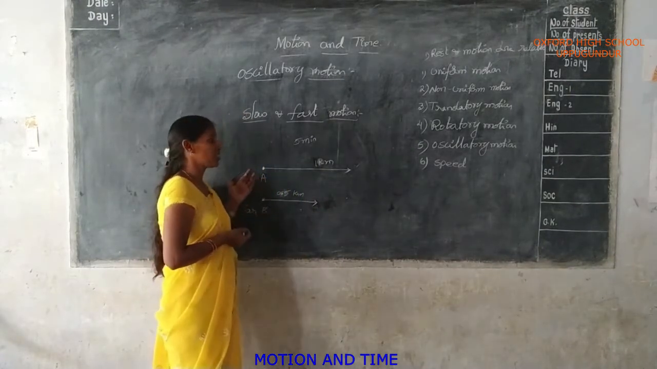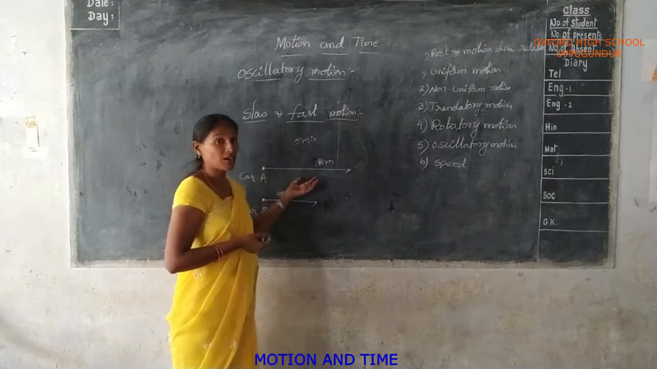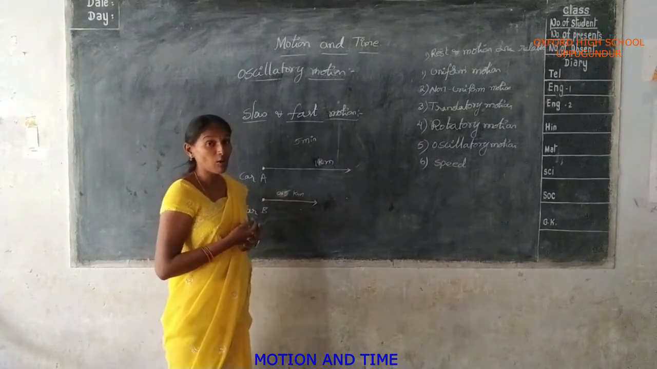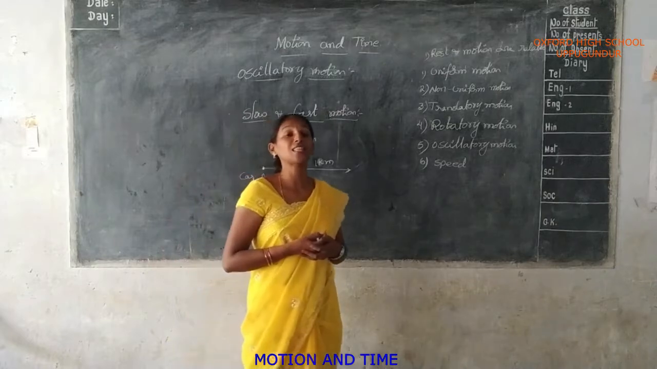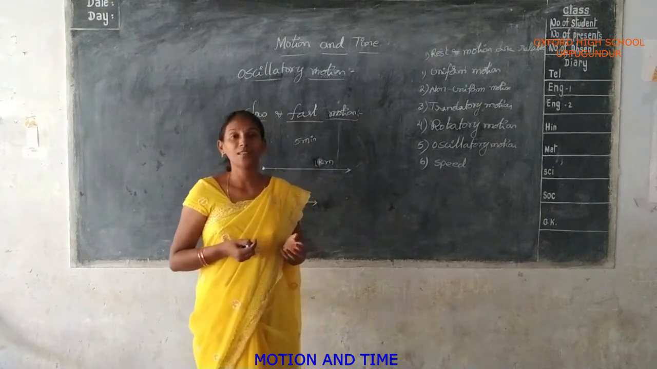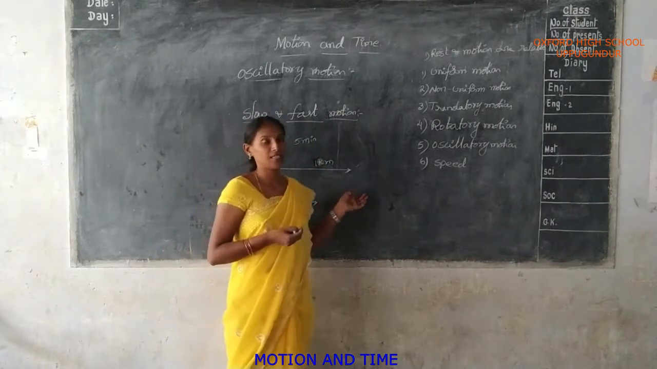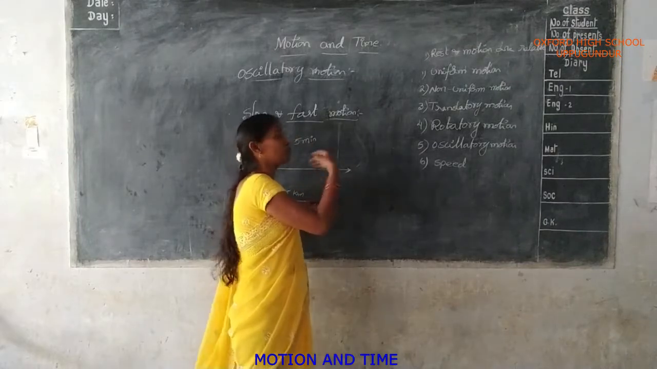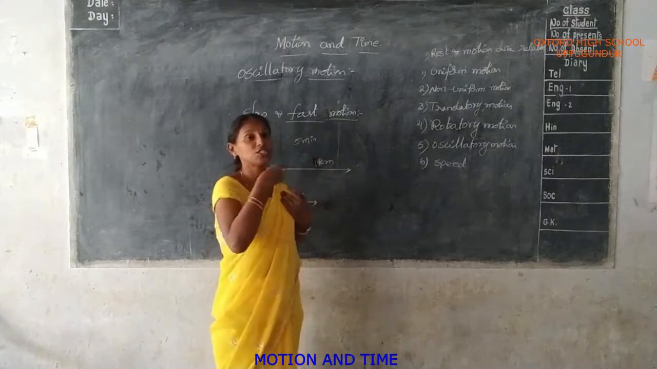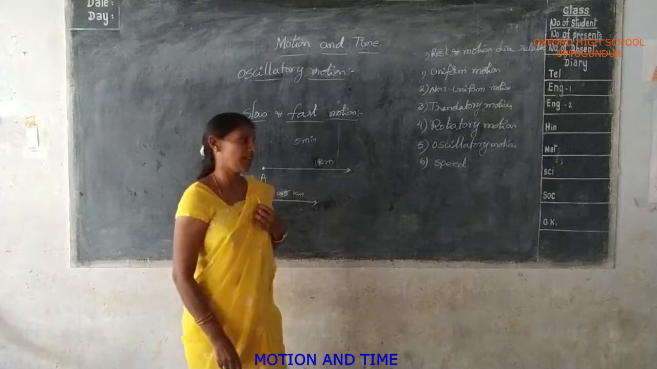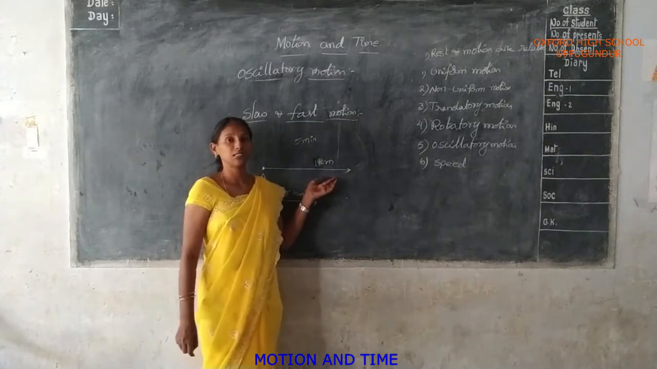Next we are discussing what mainly depends on the distance only. What is the meaning of distance? Distance means the length of the path. The length of the path is called distance. That is the length you cover from the initial to the final position. So that is called distance.